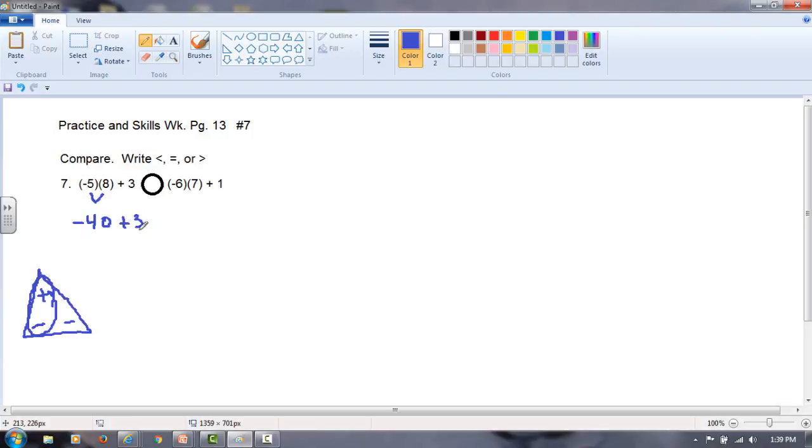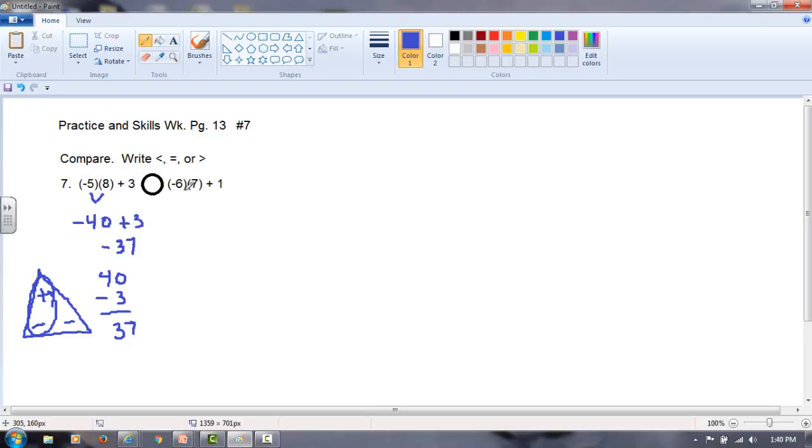Okay, so here we're adding, and we have -40 plus 3. When you have a negative and a positive and you're adding, we need to find the difference in the absolute value. So we're going to find the difference between the two numbers, which is 37. And then we're going to go back to the two numbers and see if we have more negatives or more positives. In this case, we have 40 negatives and we only have 3 positives. So we have more negatives. Make that a -37. Okay, so we're done with the left-hand side.